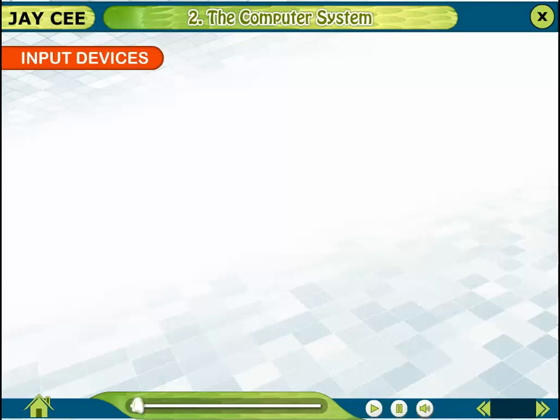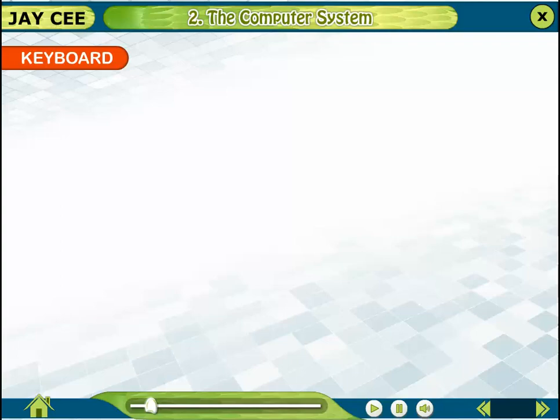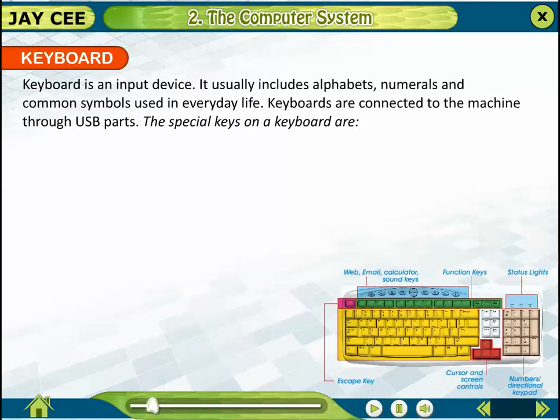Input devices. Devices that help us provide input to the computer are called input devices. Important input devices are keyboard and mouse. Keyboard. Keyboard is an input device. It usually includes alphabets, numerals, and common symbols used in everyday life. Keyboards are connected to the machine through USB ports.